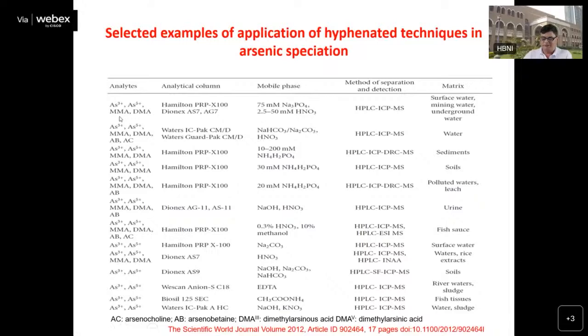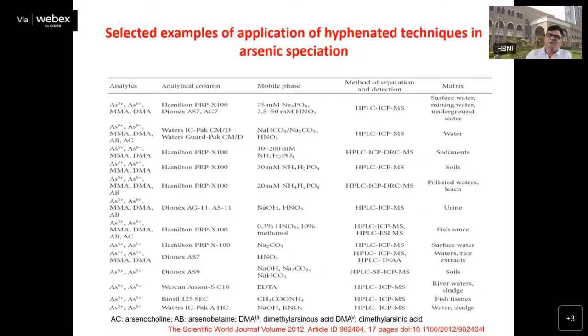For example, arsenic is attached with MMA and DMA, and it can be determined using HPLC-ICP-MS, and the matrix may be surface water. These are the various analytes, and you can see the various speciations of arsenic. There are various analytical columns we can use to separate them, along with the mobile phase, technique used, and the matrix. Each species has its own toxicity.